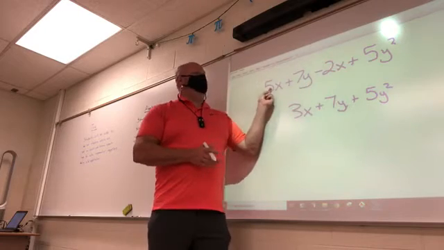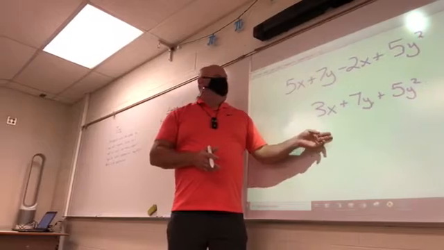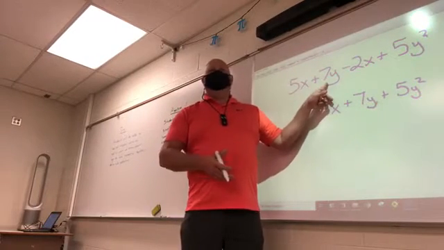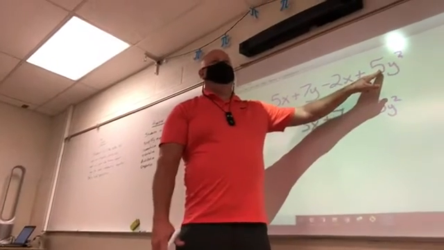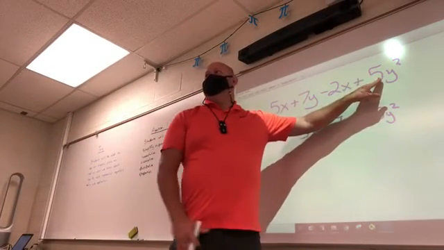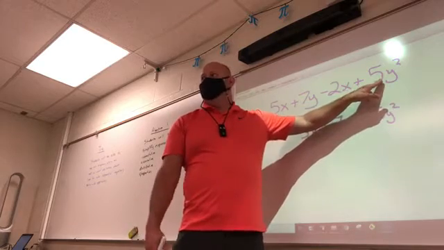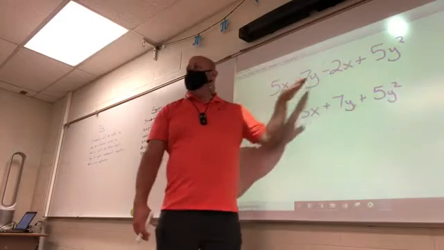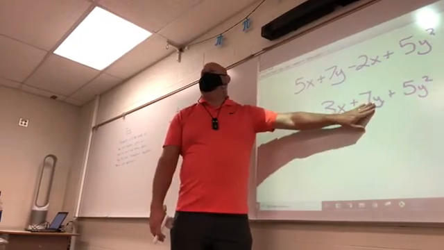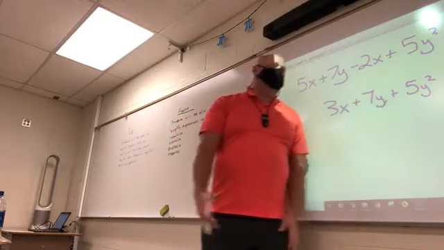This is 5 apples, take away 2 apples. I've got 3 apples. This is, I've got 7 oranges, but over here I've got 5 mandarin oranges or grapefruit, whatever. They're not the same thing. They're close, but they're not exactly the same thing. So no, you cannot add those together. Does that make sense? Okay.